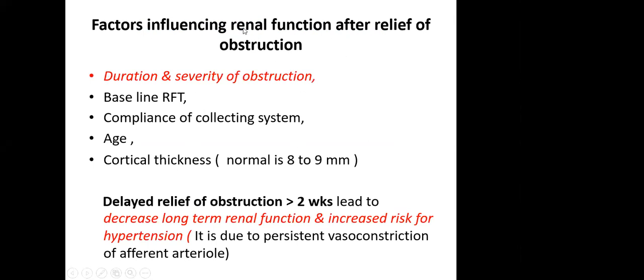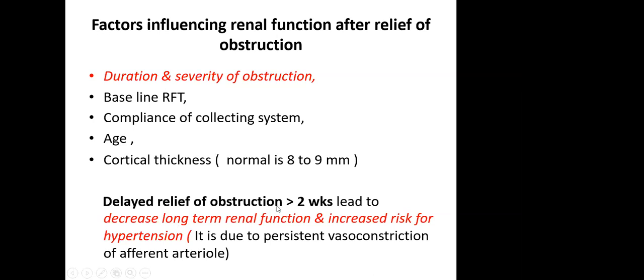So these are the factors influencing the renal function after the relief of either a unilateral obstruction or a bilateral obstruction. What are the factors that will influence the renal function? One is duration and severity. As I already told, whether it is a unilateral or a bilateral obstruction: bilateral, there will be more damage; unilateral, there will be less damage. And in unilateral, if you do not treat after more than 24 hours, again the damage will be more. And again, the age of the patient, all these factors will influence how he is recovering from the obstruction.